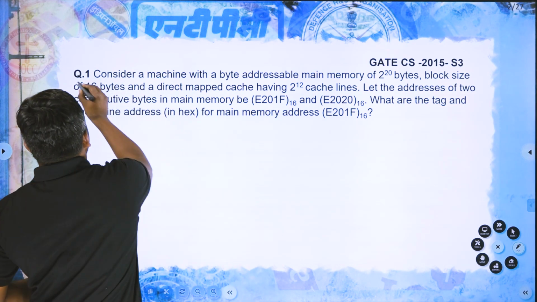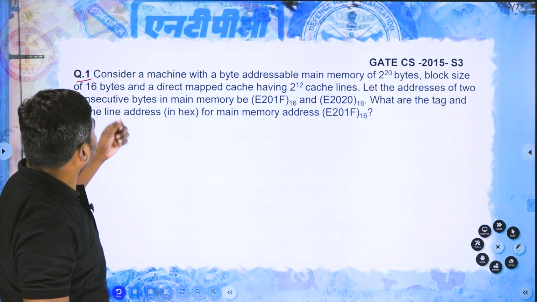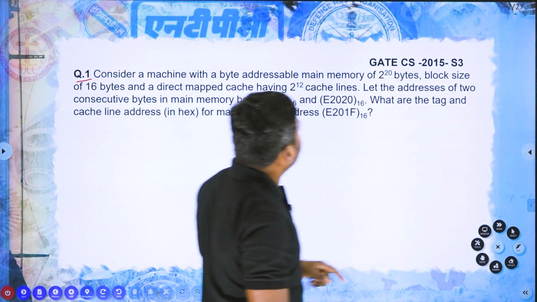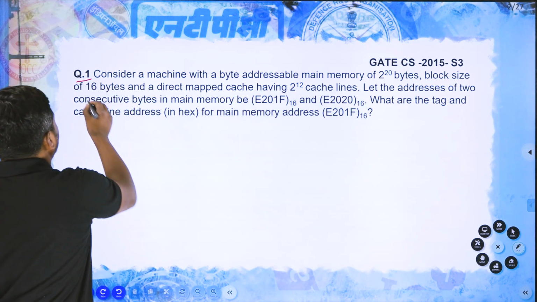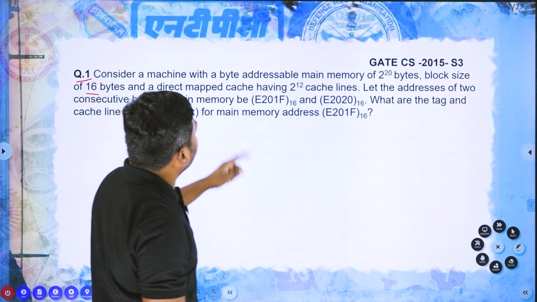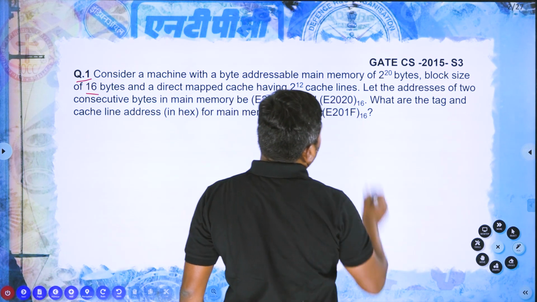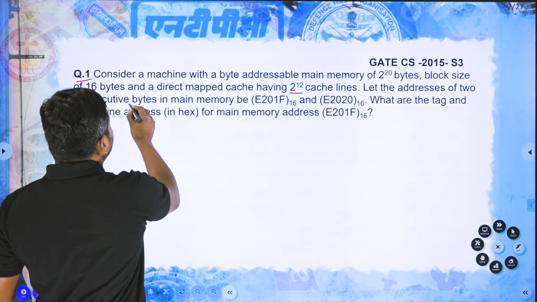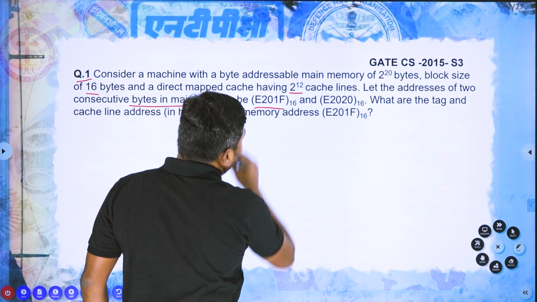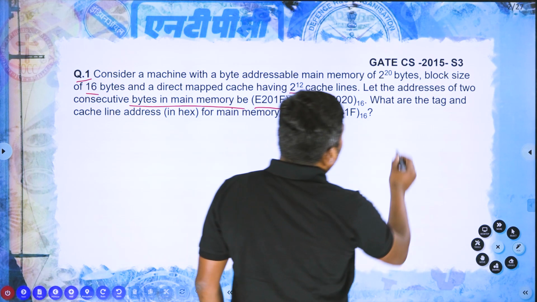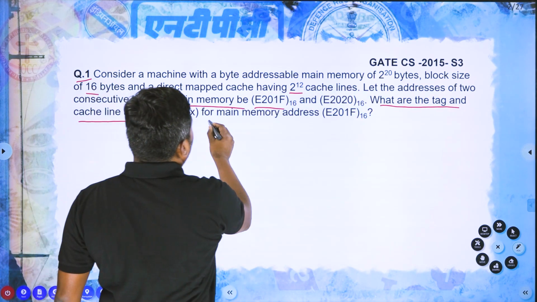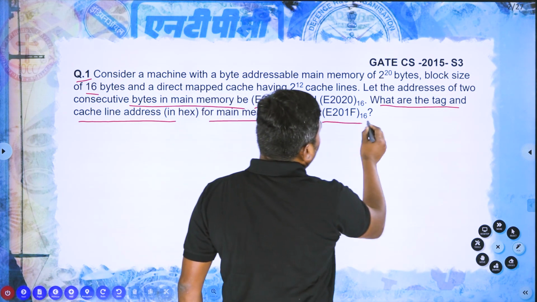The first question says here, carefully understand: consider a machine with a byte addressable main memory of 2 power 20 bytes, block size is 16 bytes, and direct map cache is having 2 power of 12 cache lines. Let the addresses of 2 consecutive bytes in main memory be given in terms of hexadecimal, and what are the tag and cache line addresses in hexadecimal for a main memory address of this one.